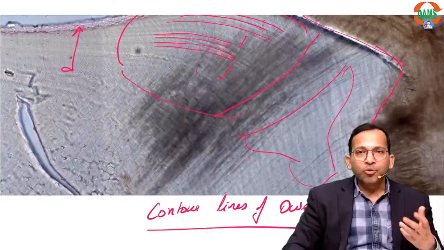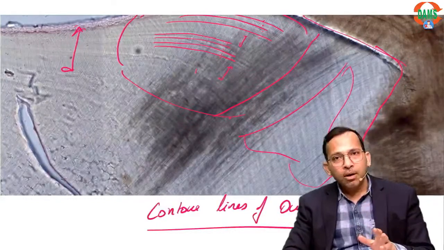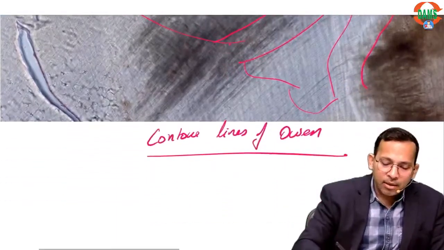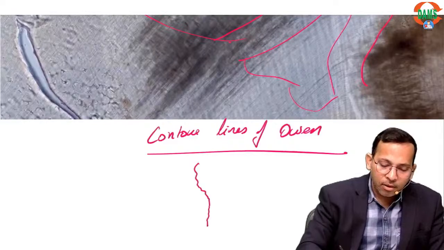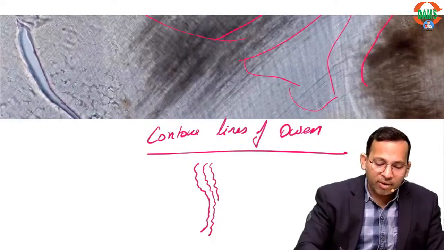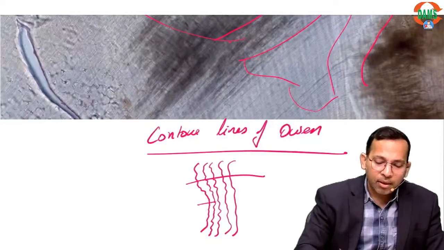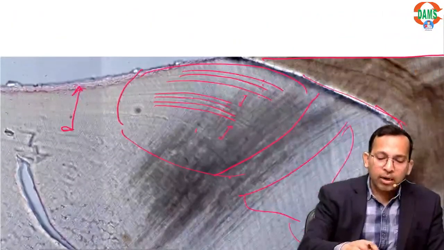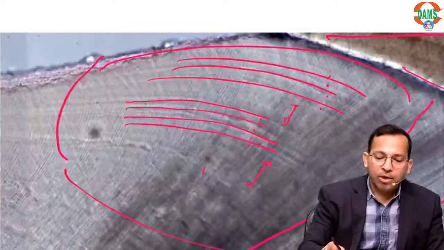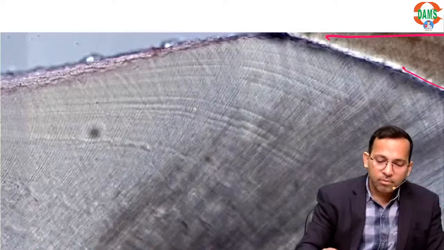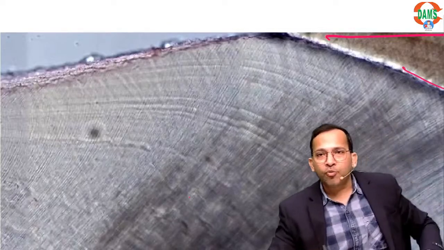How are they formed? The original definition is that they form when the secondary curvatures of dentinal tubules overlap, isn't it? So the dentinal tubules have small vibrations throughout their length, isn't it? And when these secondary curvatures of the adjacent dentinal tubules overlap, they result in the formation of contour lines of Owen. So what you are looking at in this tissue are the contour lines of Owen. Can you appreciate them?